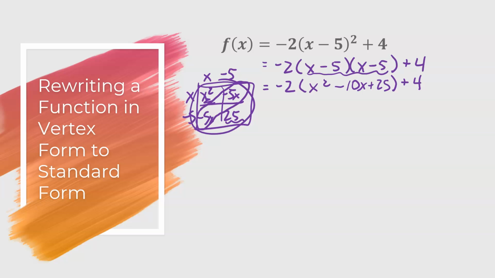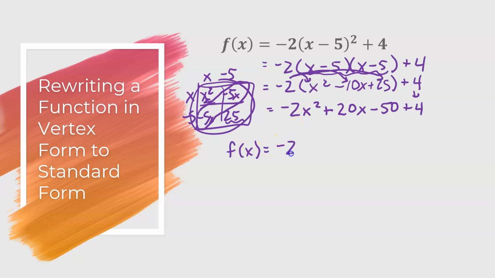Okay, once I get rid of the binomial times binomial, now I have to do my distribution. -2 times x squared is -2x squared. Negative times a negative is positive, so -2 times -10 is positive 20x, and a -2 times 25 is minus 50. Now remember, this plus 4 is not in the parentheses, so I just bring that down. I do not multiply the plus 4 by the -2 because it's not in the parentheses. And my last step is to make sure I combine like terms. So I have the -2x squared plus 20x, but now I have a -50 plus 4, which is -46. This is my final answer.